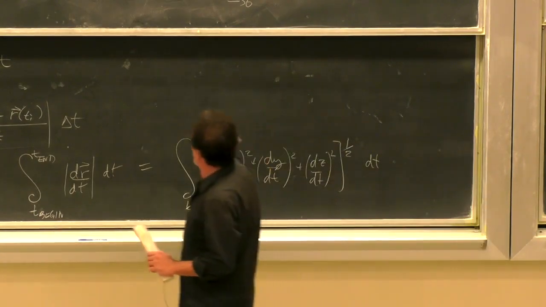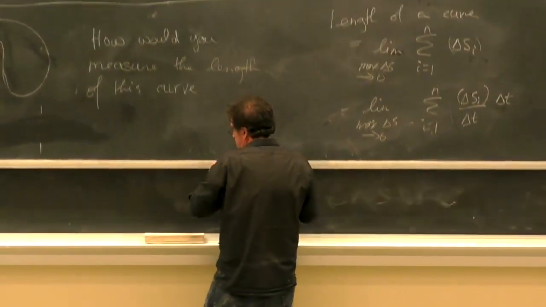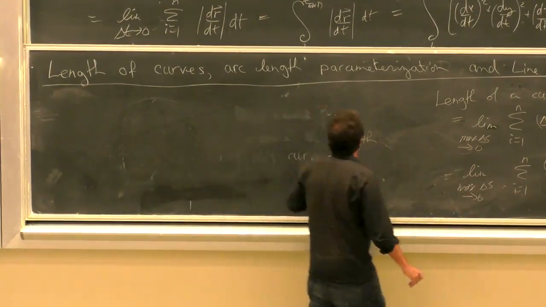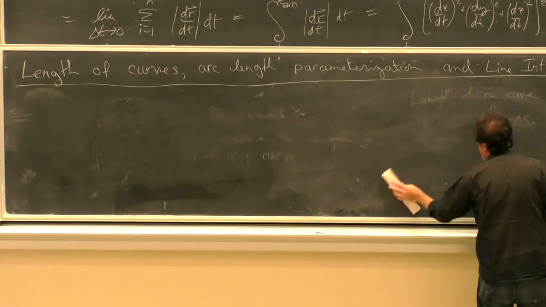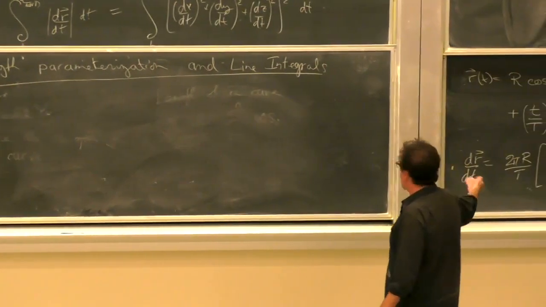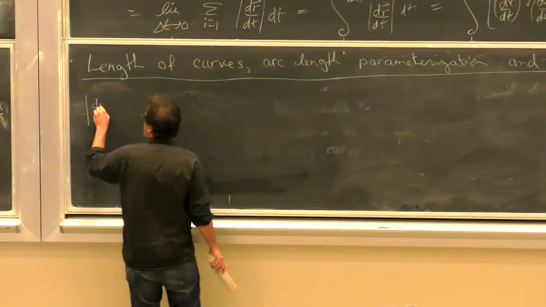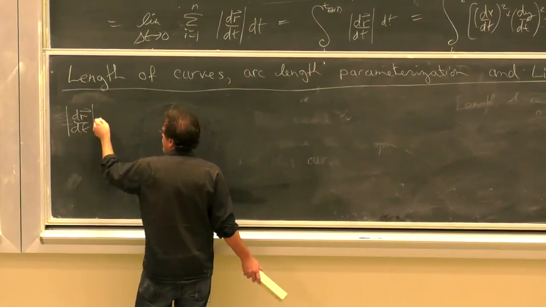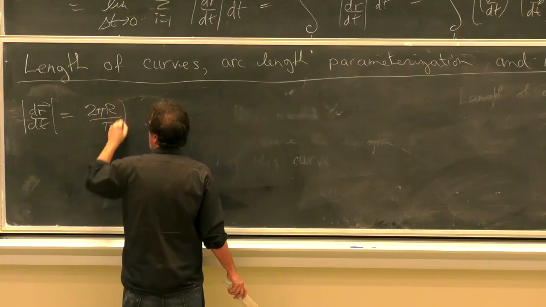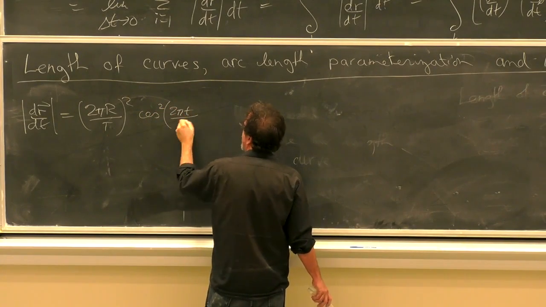So I have to implement this expression where length is equal to the integral from the beginning to the end of this square root. So let's try it. I need to calculate the magnitude of dr/dt everywhere. So there's dr/dt as a function of time. What's its magnitude? That was the magnitude only at the initial time. The magnitude of dr/dt for all time is generally a function of time, but it's going to be (2πr/T) quantity squared times the cosine squared of 2πt over capital T.